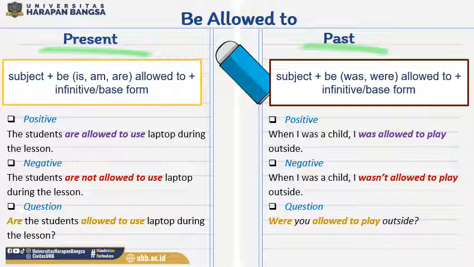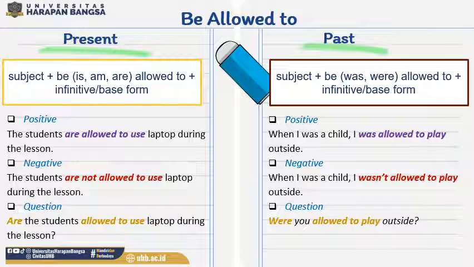Nah, ada tanda di sini keterangan waktu ya. When I was a child, ketika saya masih kecil. Berarti konteksnya di sini adalah lampau. Maka to be yang dipakai bukan is, am, are, tapi was atau were. I was allowed to play outside. Karena subjeknya I, maka to be-nya adalah was.